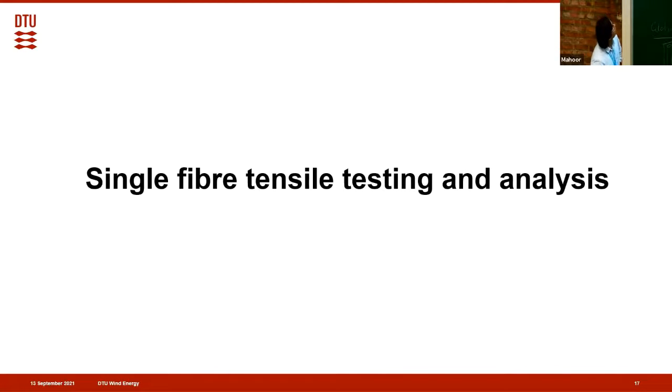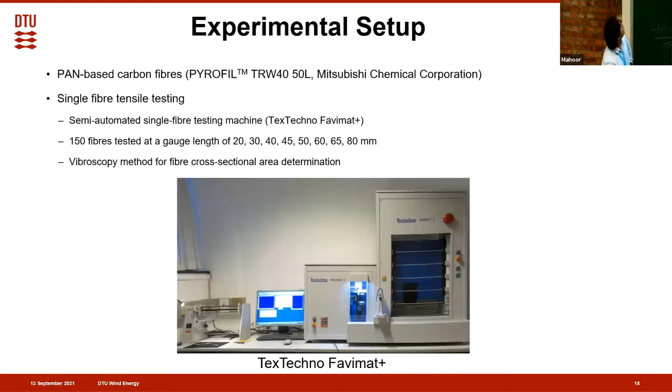Now let's talk about single fiber tensile testing and analysis. For this, we used a semi-automated tensile testing machine and tested 150 fibers at different gauge lengths, and the fiber cross-sectional area was determined by the vibroscopy method.